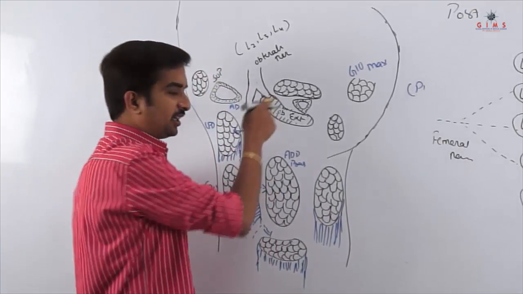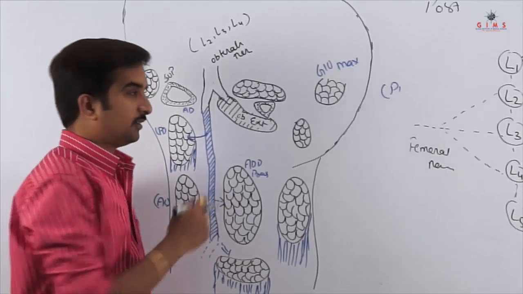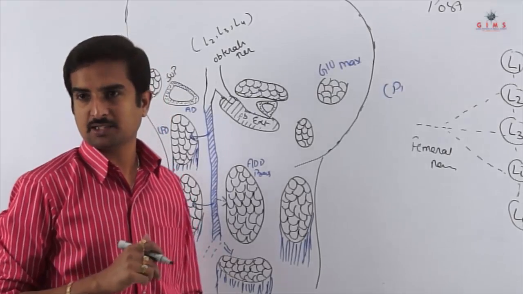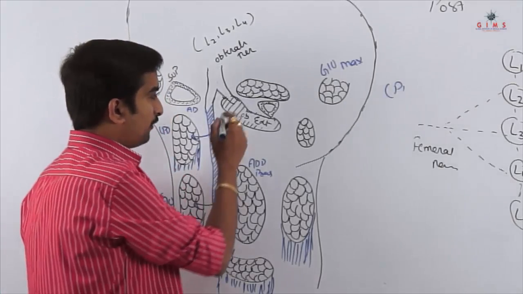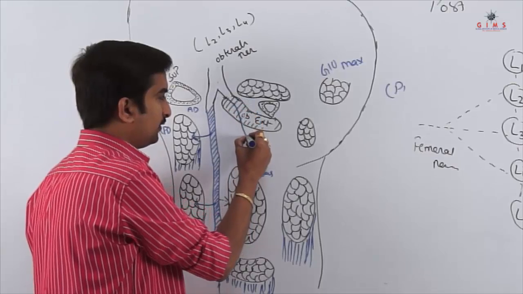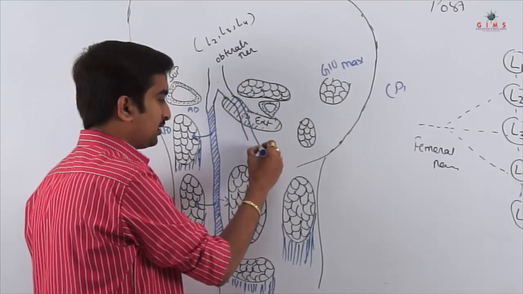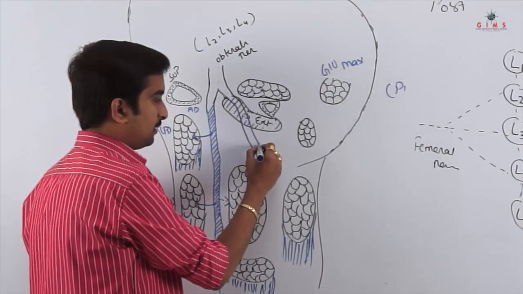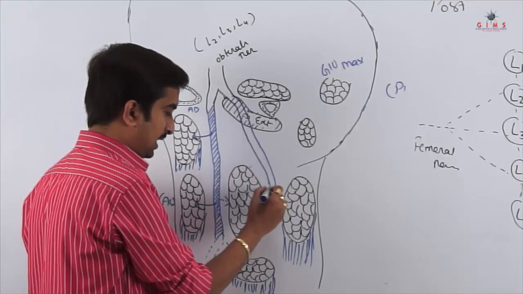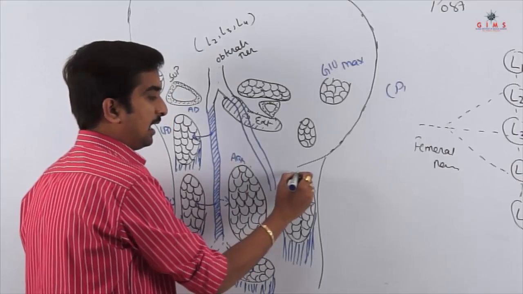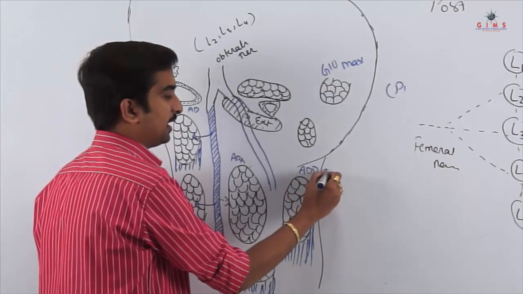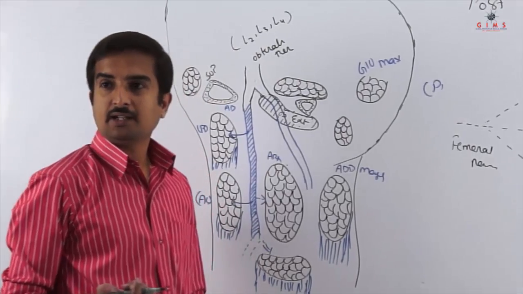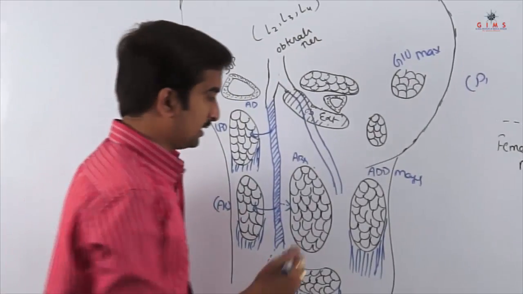So the posterior division enters the thigh by piercing the upper border of the obturator externus muscle. After it pierces the upper fibers of the obturator externus, if you see here, it passes behind the adductor brevis and in front of the adductor magnus. Behind adductor brevis as well as in front of adductor magnus.